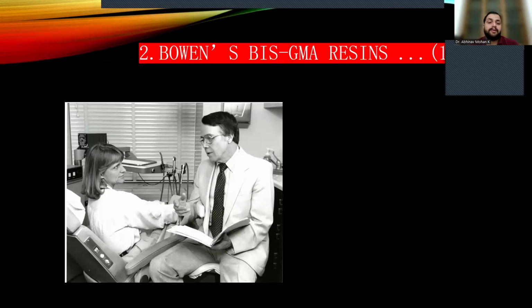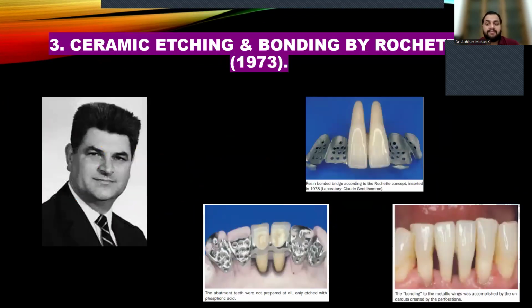Later, as we all know, Bowen's Bis-GMA resins. The resins, the bonding agents, the material, the substrate which we have beneath your composites or the cements are the ones responsible for it. And finally, the ceramic etching and bonding by Rochette.